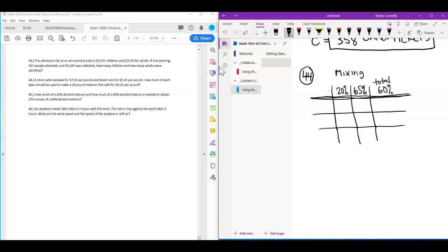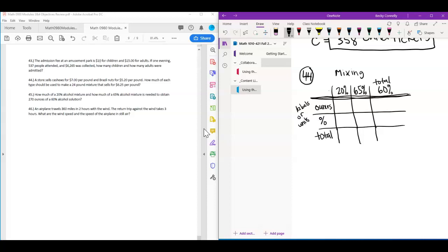And then over on this side, I always think, look at your example and think about what labels or units are being talked about. And that's what you're going to put on this side to help keep it organized. Well, it looks like we're talking about ounces. All right, 270 ounces. So I would put ounces since I see that as a label. And then I also see stuff about percents. So I'm going to put that in here. And then it also gives me information about the total. Okay.